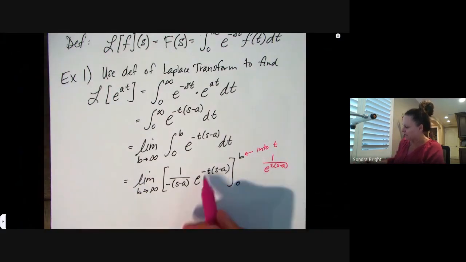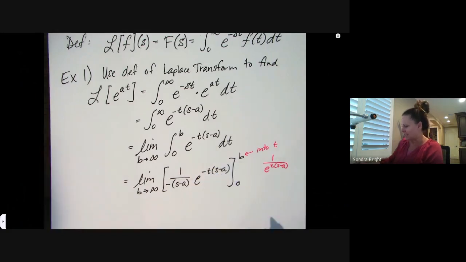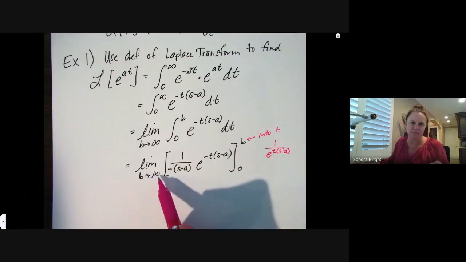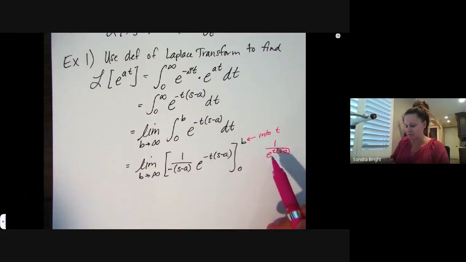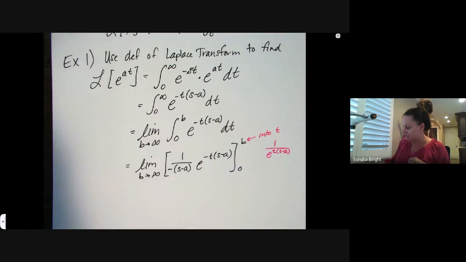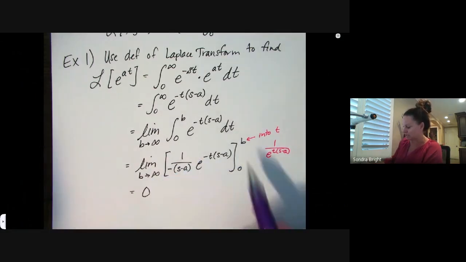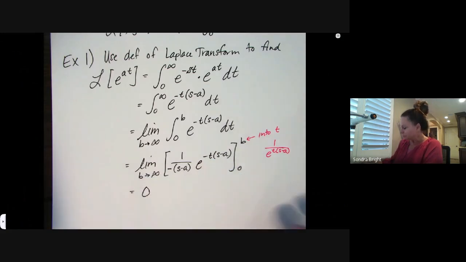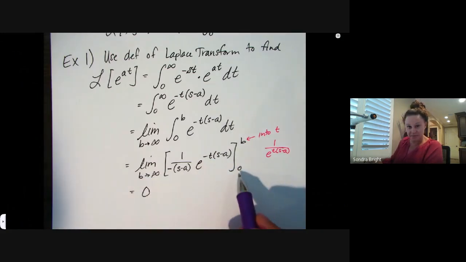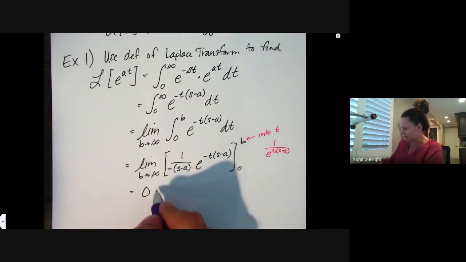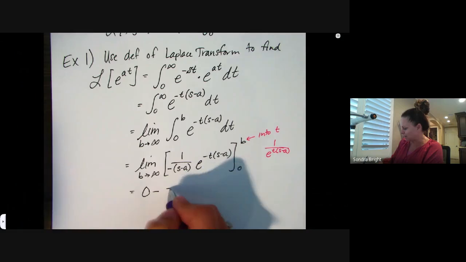When you've got a negative here, and then you're plugging in b into this, right? So now you've got an e to the b times some constant. As b goes to infinity, you're dividing 1 by infinity. So that zeroes out. So it's important that this is still a negative there. So this ends up being 0 when you plug in the b, because you're taking the limit as b goes to infinity. And then plugging in a 0 into here, you get e to the 0, but then times this guy. So it's a minus, and then you're left with a negative 1 over s minus a.